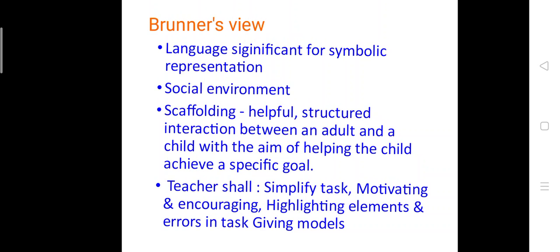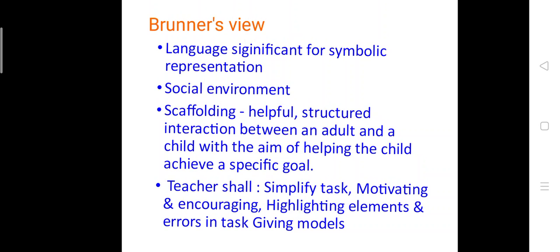He also emphasized the significance of the social environment in learning and mentioned scaffolding. Scaffolding is a process of helping through structured interaction between an adult and a child, or an experienced person and a learner. The aim of this process is to help achieve a specific goal or a desired level. Without the help of a teacher or an experienced person, a child could not reach that level or attain that specific goal or outcome.